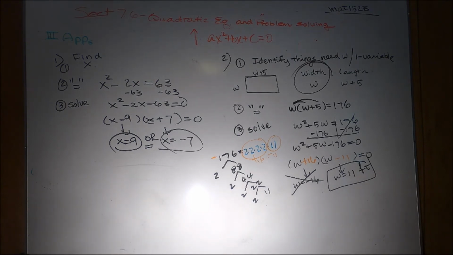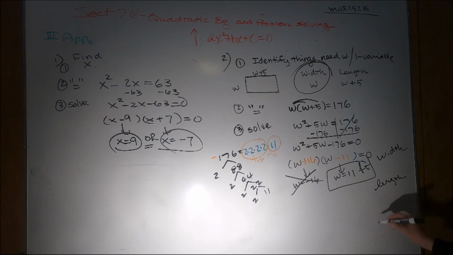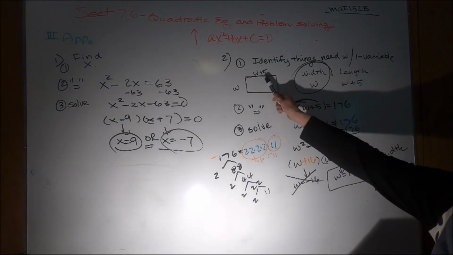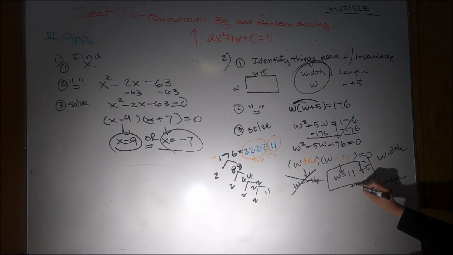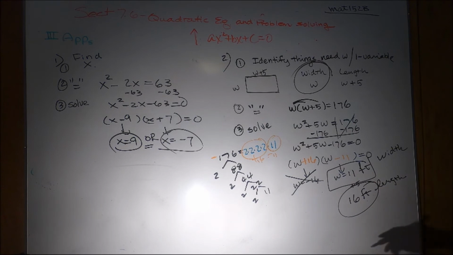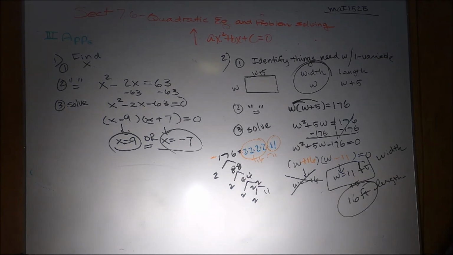Do we answer the question? What was the question? Find the length and the width. So this one will be your what? Width. Then what is your length? What do you think? It says the length is 5 feet more. So your length will be 11 plus 5. That would be 16 feet. That would be your length. Good?